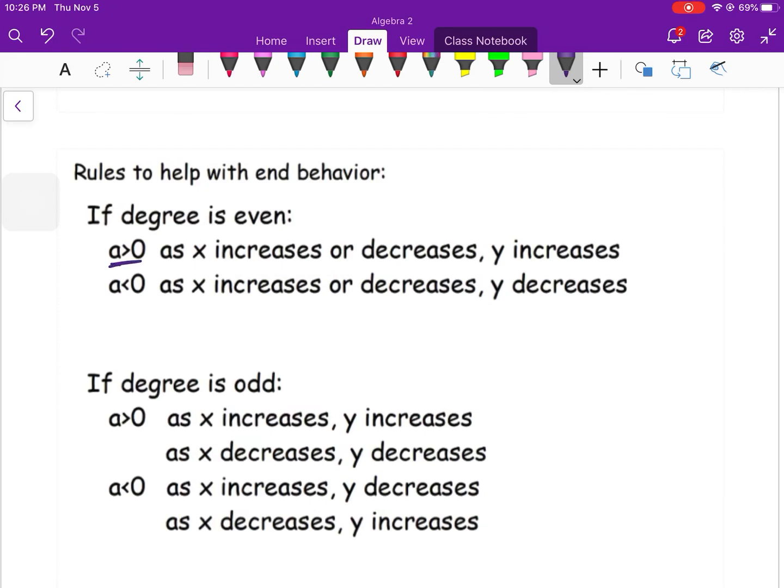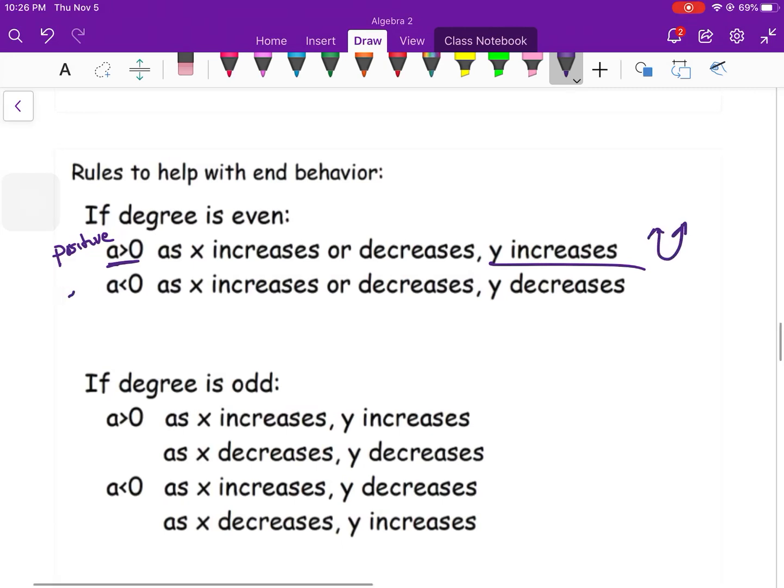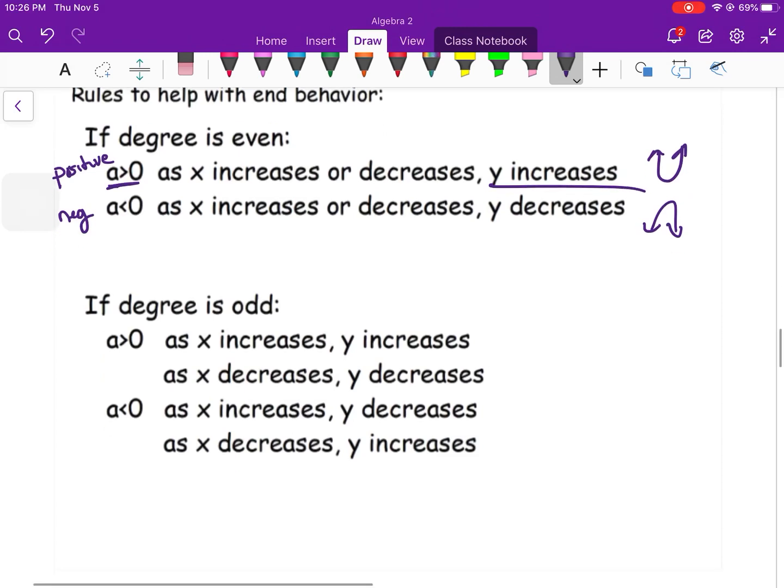So even, if the leading coefficient is positive out front, then as x increases or decreases, y just increases, up and up. If a is negative out front, then as x increases or decreases, y decreases. It's kind of a tongue twister here. Sorry. So both down.